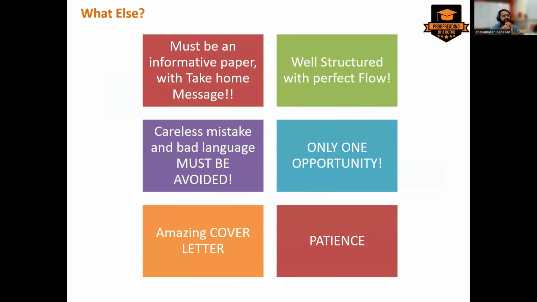Then what else? The paper must be an informative paper. It must have a take-home message, something very novel. If you write a review paper, and you just pick up 20 journals, put them into AI, say summarize all this, and then copy and paste that, that is not a review paper. That is a summary paper. A summary paper you cannot publish. You need a review. You need to have your voice in the paper. Well-structured, perfect flow, no careless mistakes. You only get one opportunity to convince the editor.